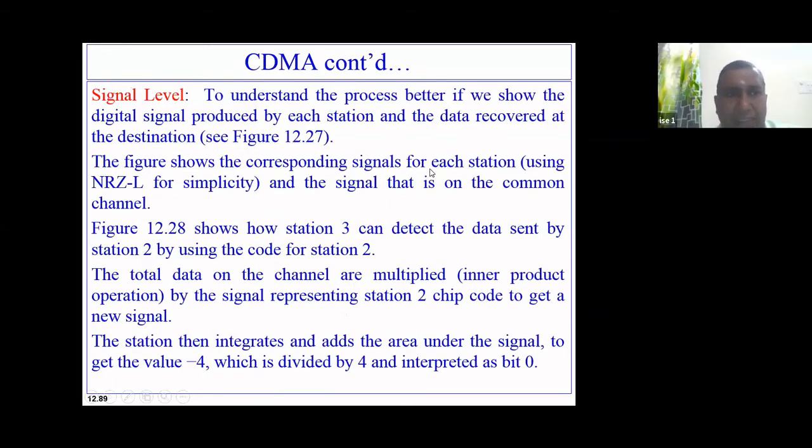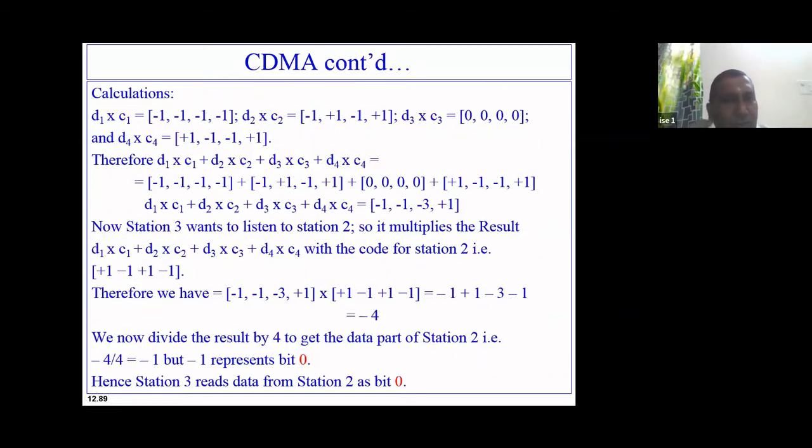So now I'll take d1 c1 plus d2 c2 plus d3 c3 plus d4 c4, simply putting the values. So d1 c1 is nothing but all minus 1. d2 c2 is minus 1 plus 1 minus 1 plus 1. Commas will not be there; I have put commas just to show the spacing, but in usual practice there will be no comma. d3 c3 is all 0, and d4 c4 is plus 1 minus 1 minus 1 plus 1.